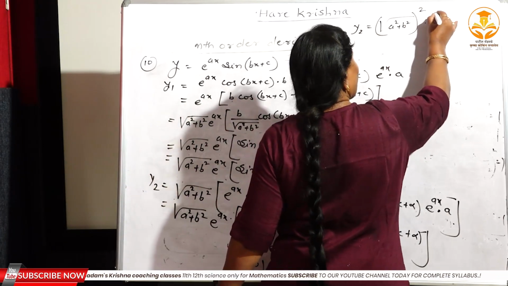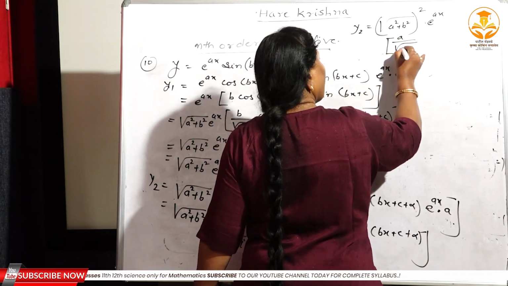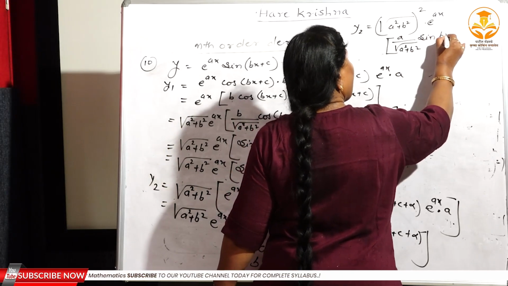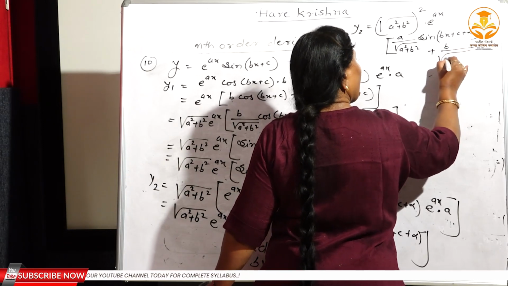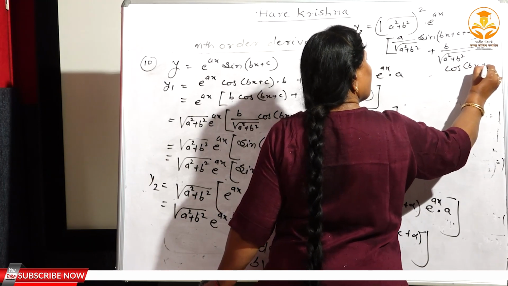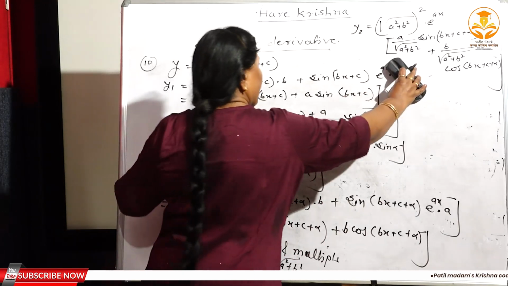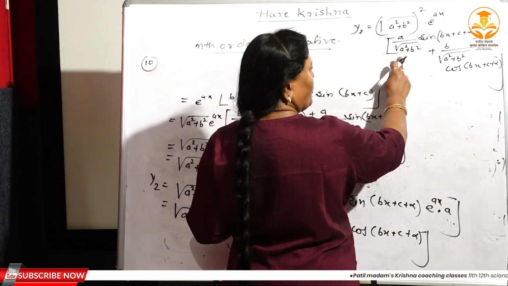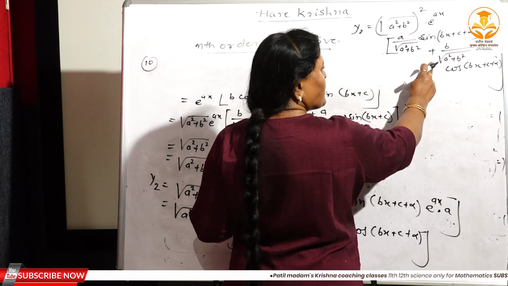Now here e raised to ax remains as it is. Here you have got a divided by root of a square plus b square, sine of bx plus c plus alpha, and b divided by root of a square plus b square into cos of bx plus c plus alpha, isn't it? Now again, in place of a divided by root of a square plus b square, you can substitute cos alpha, and here you can write sin alpha.